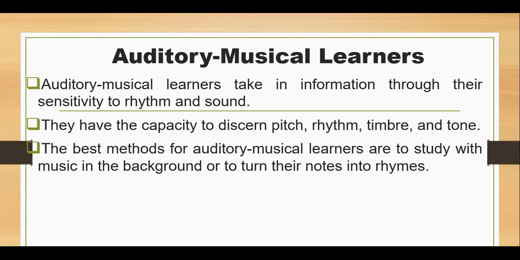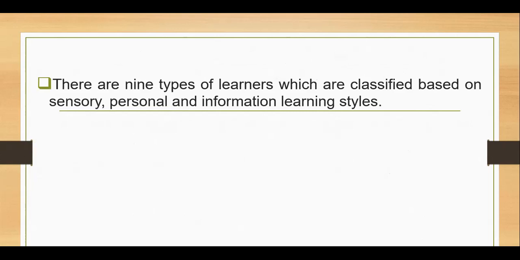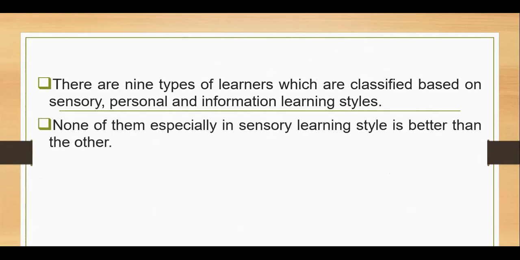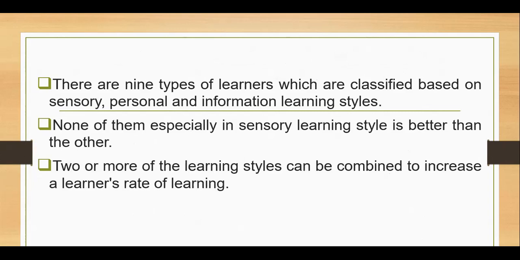The best method for auditory music learners is to study with music in the background or to turn their notes into rhythms. Summary. There are 9 types of learners which are classified based on sensory, personal, and information learning styles. None of these types of learning style, especially in sensory learning style, is better than the other. Two or more of the learning styles can be combined to increase a learner's rate of learning.